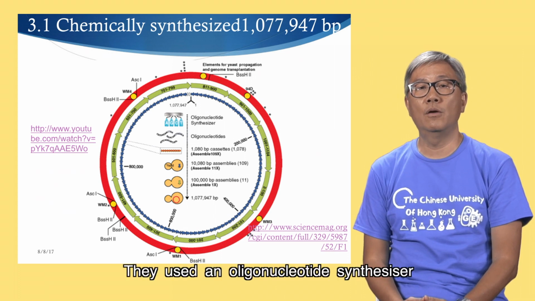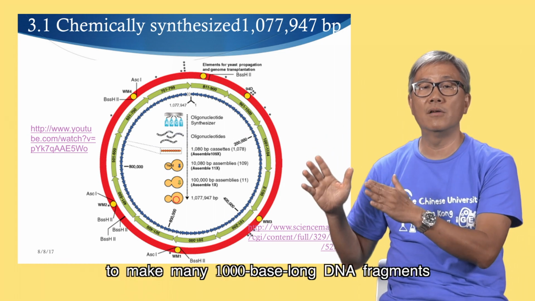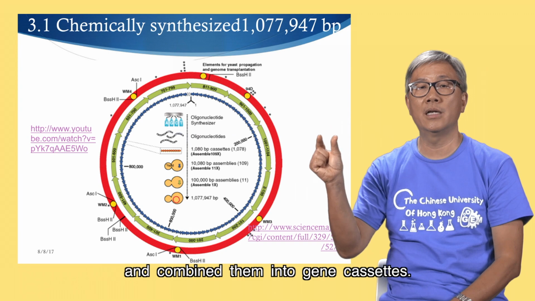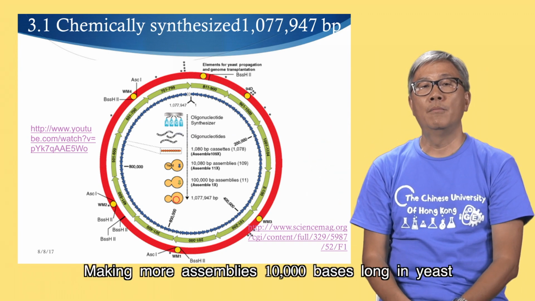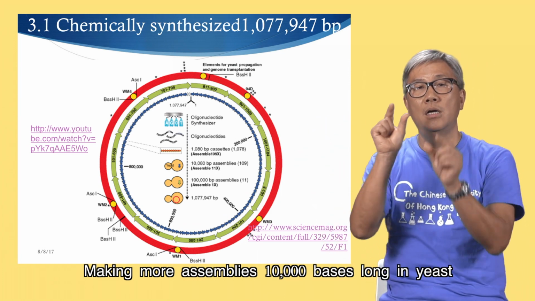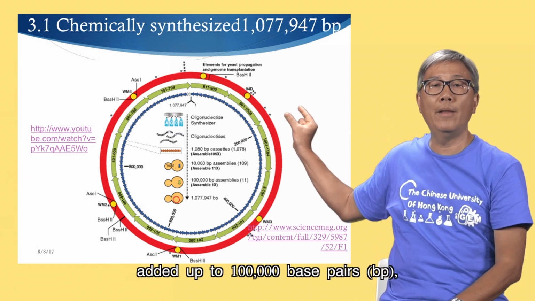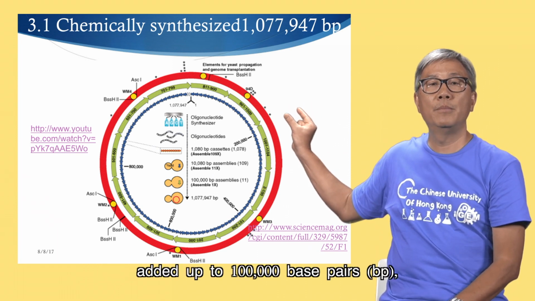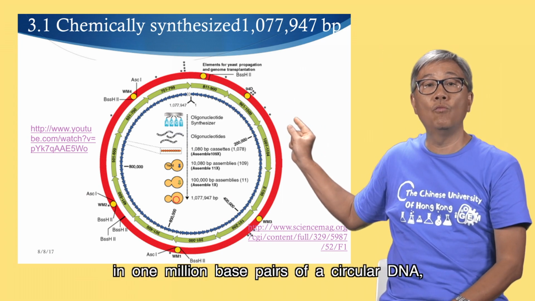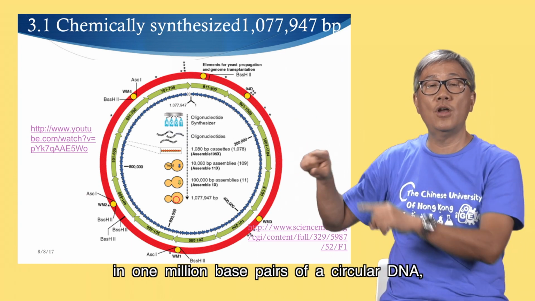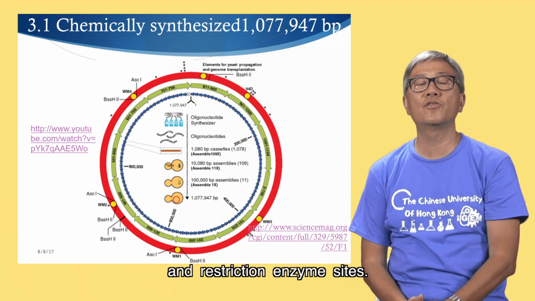They used an oligonucleotide synthesizer to make many 1,000 base long DNA fragments and combined them into gene cassettes, making more assemblies 10,000 bases long in yeast, which added up to 100,000 base pairs, BP, and eventually they made the synthetic genome of 1 million base pairs of a circular DNA with many specific markers and restriction enzyme sites.